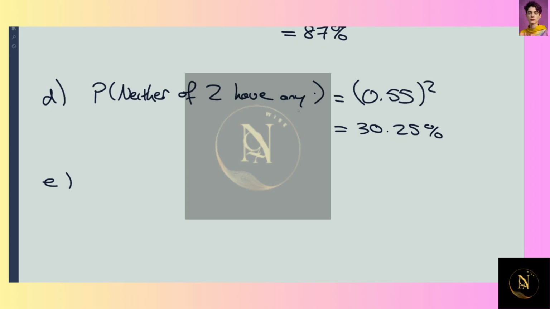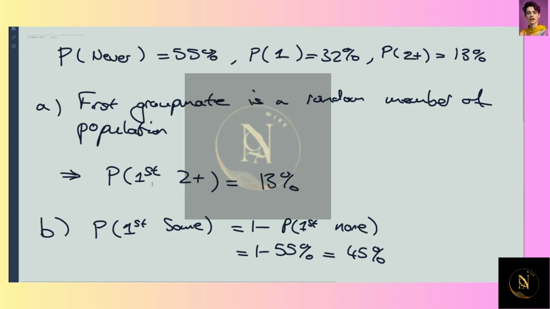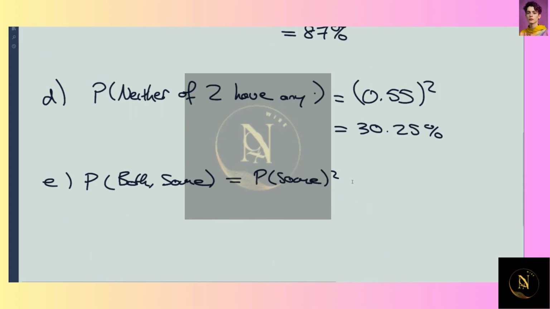Part E, both have studied at least one semester of calculus, so probability that both have studied some. Well, that's the probability of studying some squared, and the probability of studying some is 45%, so that's 0.45 squared, and 0.45 squared is 20.25%.